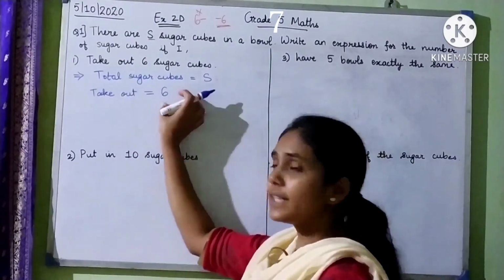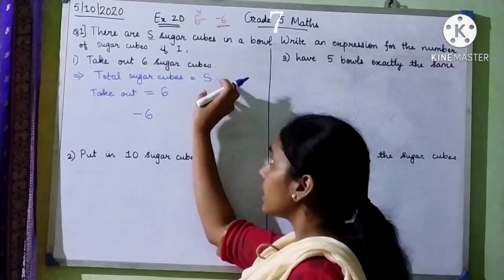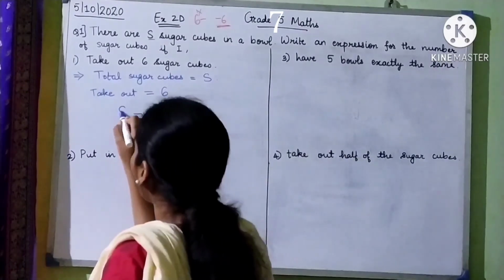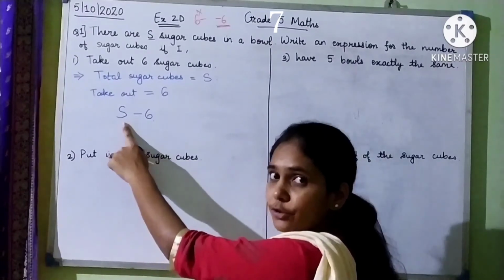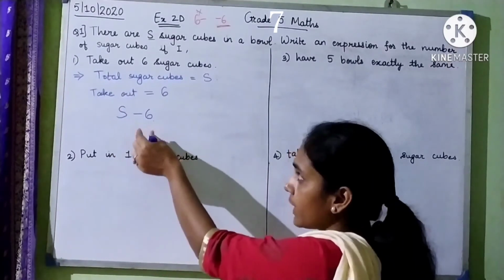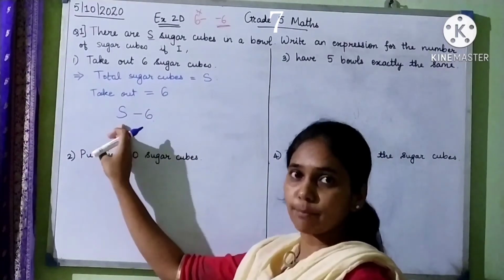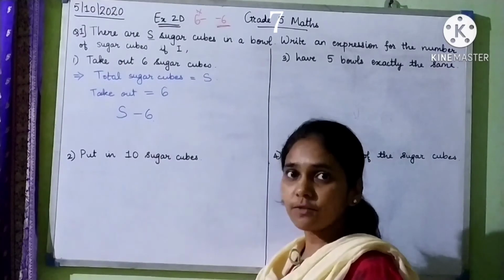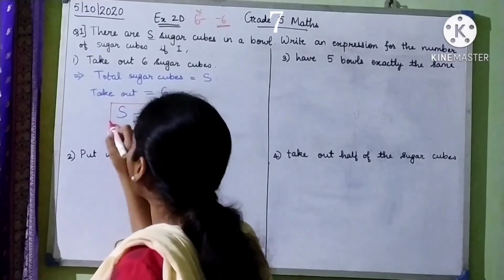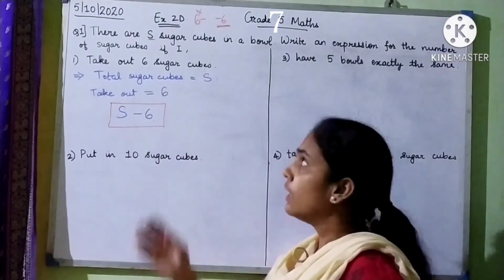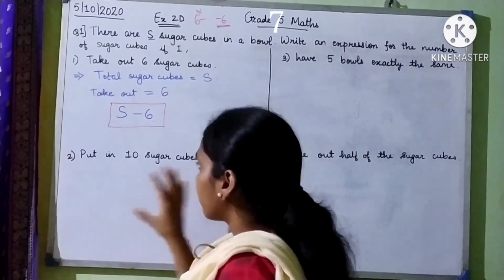So from S if I take out 6, that means I have to minus 6 from what? From the total number of sugar cubes. So I minus 6 from S. Total there were S sugar cubes, and from S I have taken out 6, that means I have subtracted 6. We cannot solve this further because S is not a number. S is a letter here, it is a variable. So this is the number of sugar cubes which would be left in that bowl when I take out 6 sugar cubes.